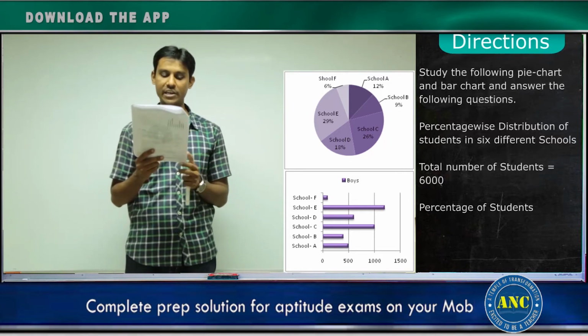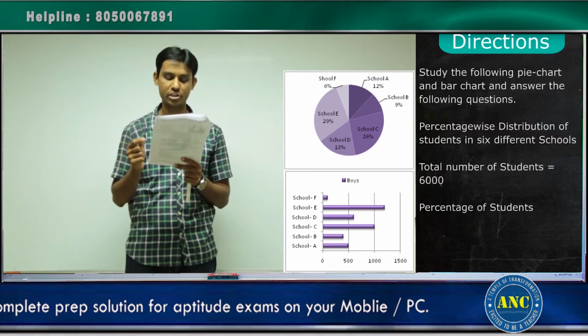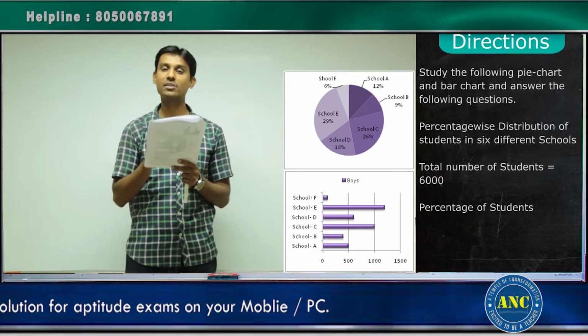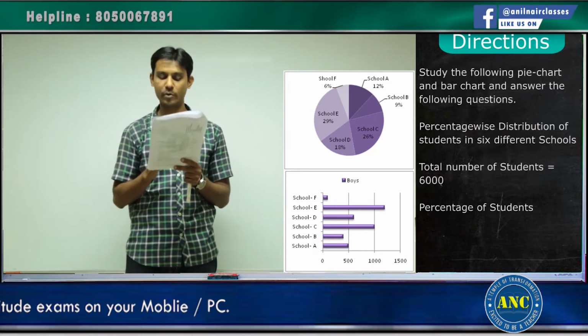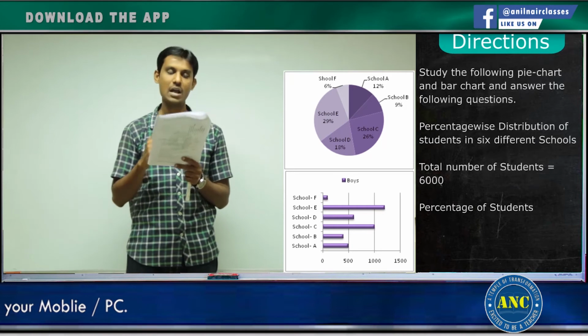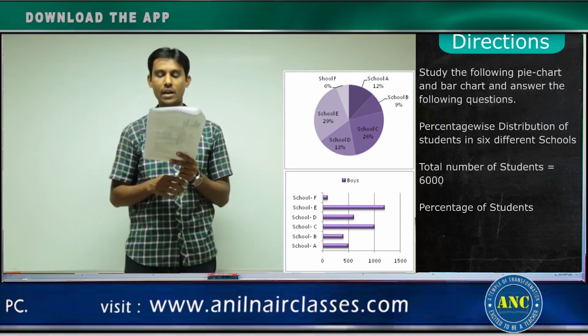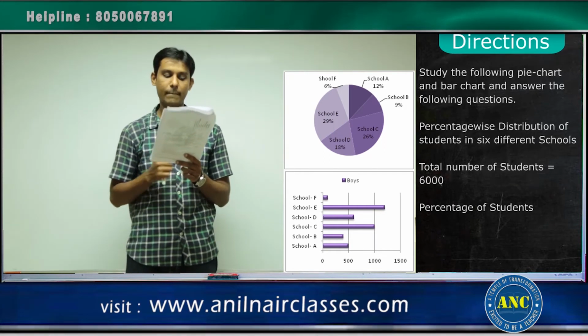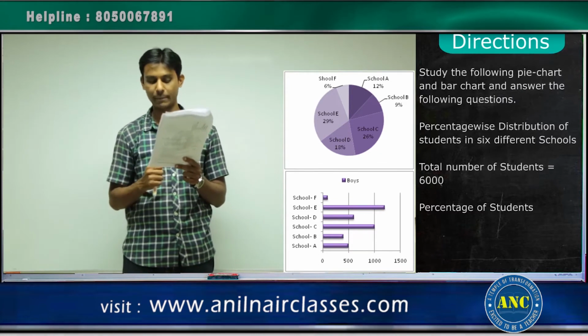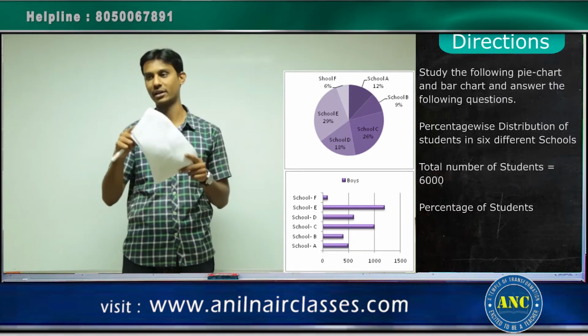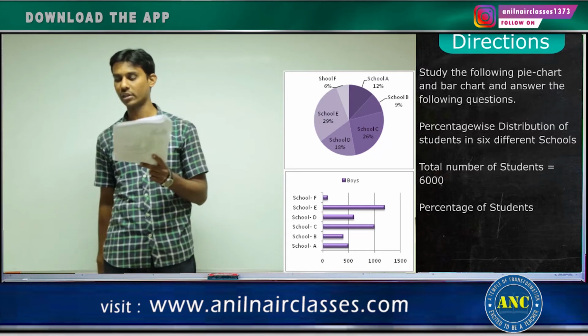Your pie chart is telling you about the percentage-wise distribution of students in 6 different schools. They have also told us that the total number of students is 6,000. The percentage given in the pie chart is the percentage of students, and students are a combination of boys and girls.